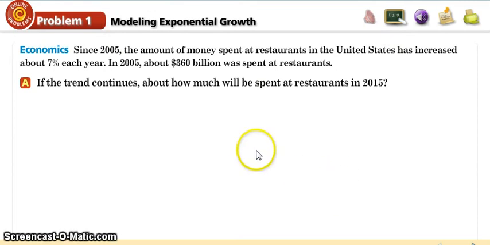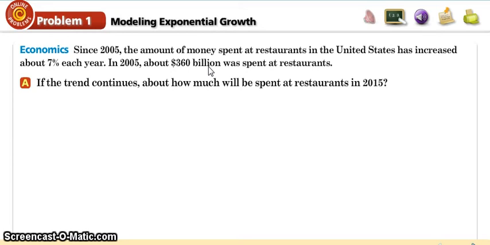In this example, since 2005, the amount of money spent at restaurants in the United States has increased by 7%. Okay, so since 2005, every year the amount of money spent at the restaurants is going up. So that means more people are visiting the restaurant than used to, and it's going up by about 7% each year. In 2005, about $360 billion was spent at restaurants. So that's a lot, and it's only going up from there.